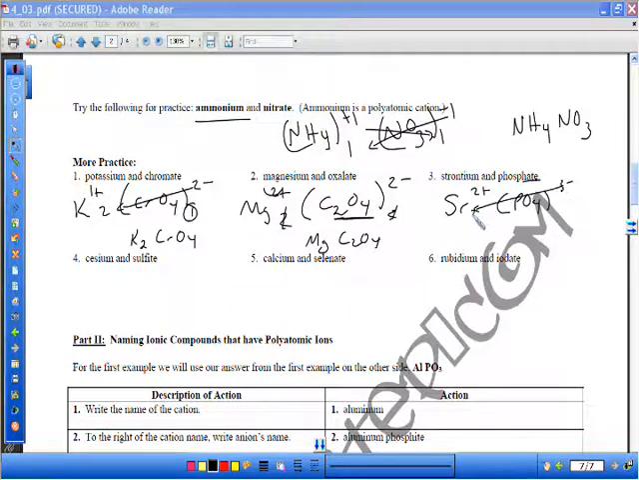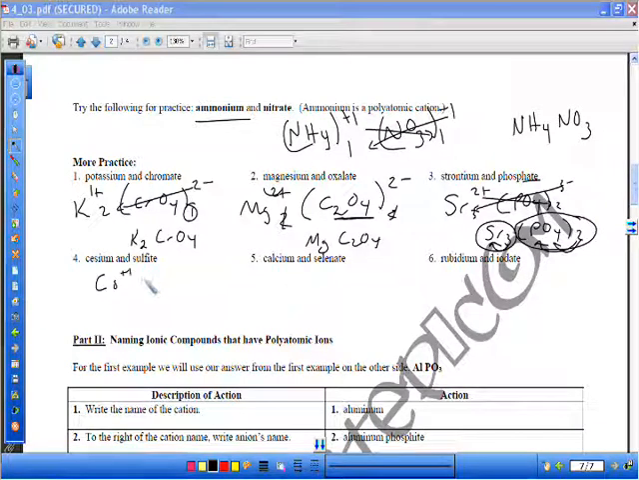Strontium, +2. Phosphate, "ate", PO4 with a -3 charge. This 3 is going to crisscross here. This 2 is going to crisscross here. Sr3, and now here I need the parentheses, (PO4)2. So 3 strontiums, 2 phosphorus, and 8 oxygens, or 3 strontiums and 2 phosphates.